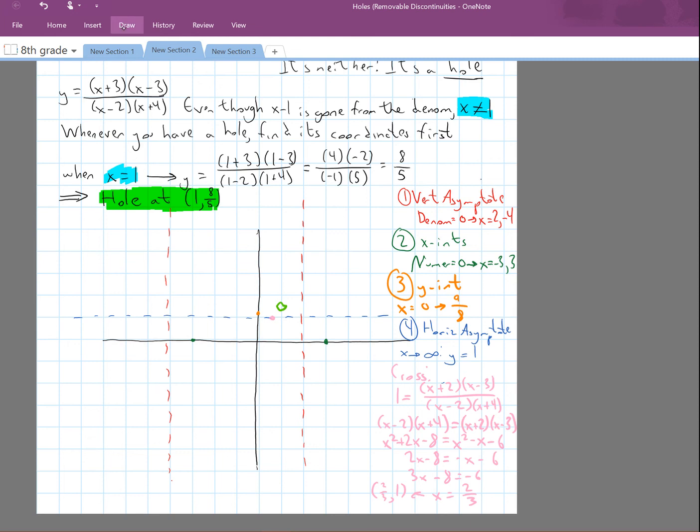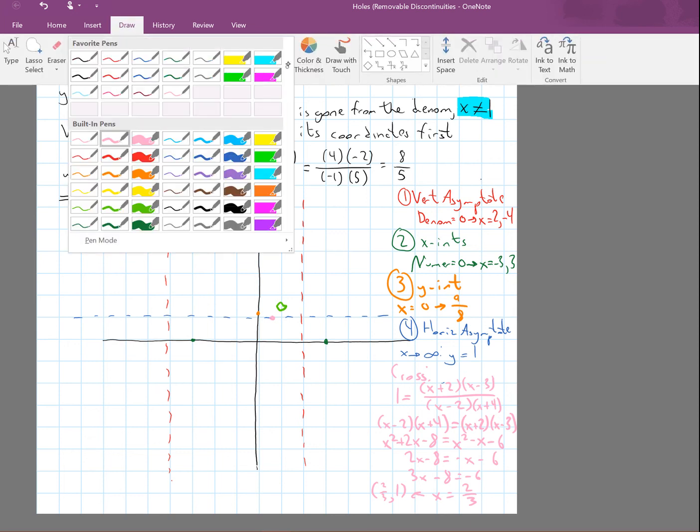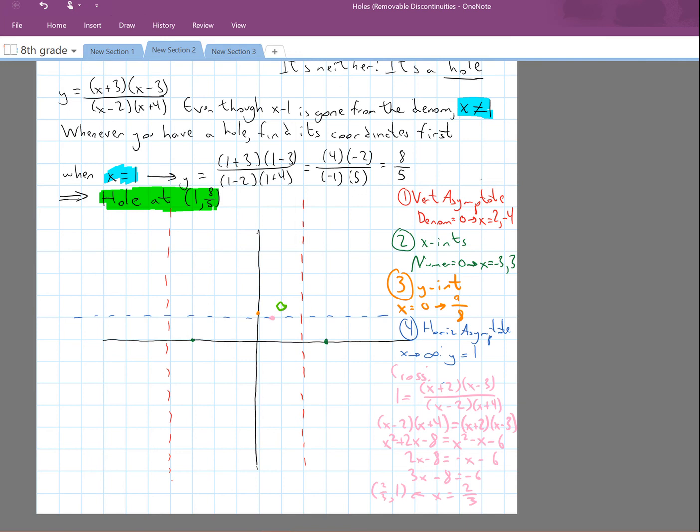All right, now let's do some pick a thing. We're going to start over here. I'm really crunched here. When x is greater than, what is this, 3?